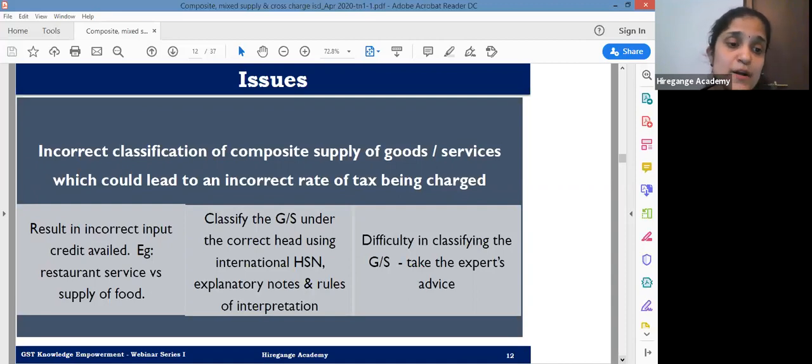Therein, the department may certainly come back and say, even this is forming a part of the restaurant service. It's a composite supply. The predominant supply is the restaurant service. And they will not question the 18% output tax paid on the supply of, say, a beverage. They may be questioning the incorrect input tax credit availment itself. It may definitely be a very defendable proposition that when I'm paying the output at the higher rate, the input credit also should be available. However, the assessee may have to undergo this litigation and the travails associated with it. Also, I said, classify the goods and services based upon the HSN, explanatory notes for goods, and for services also go to the rules of interpretation. Wherever there is a difficulty in classifying, take the advice of an expert as well.